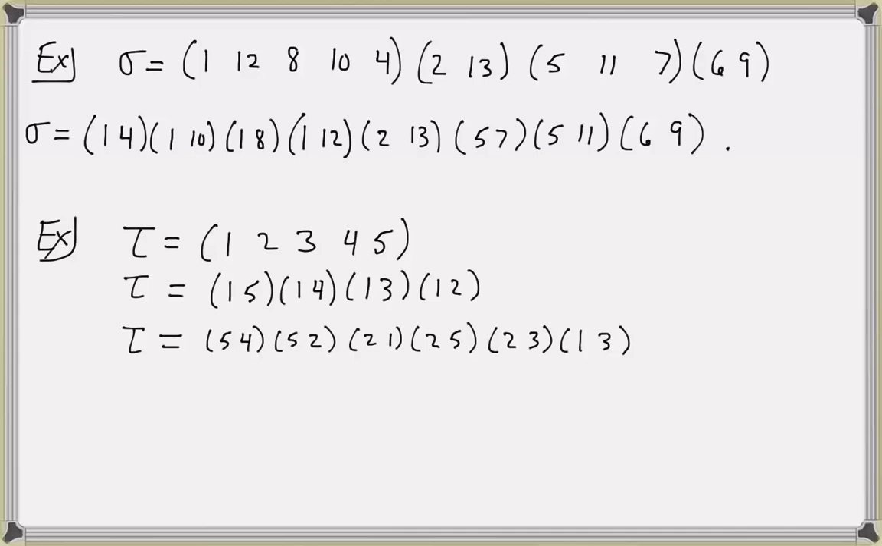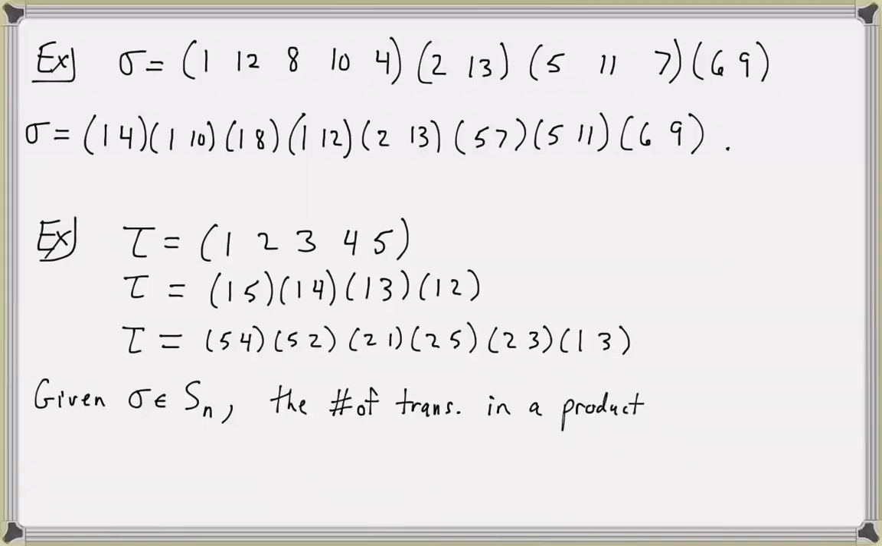So let me just write up this observation, which we'll actually prove. Given any permutation of Sn, the number of transpositions in a product equaling sigma may vary, but the number will either always be even or always be odd.